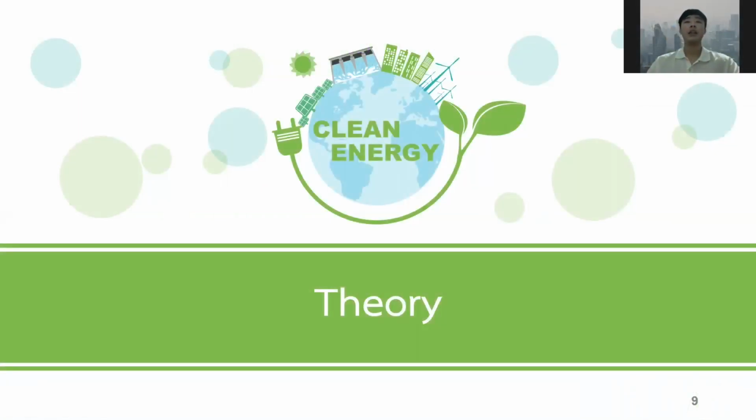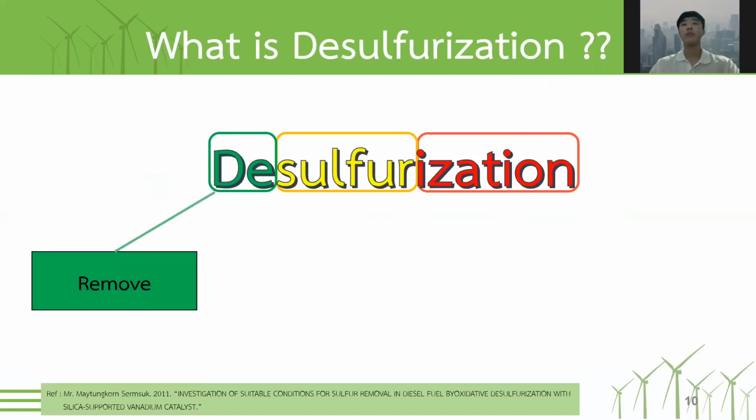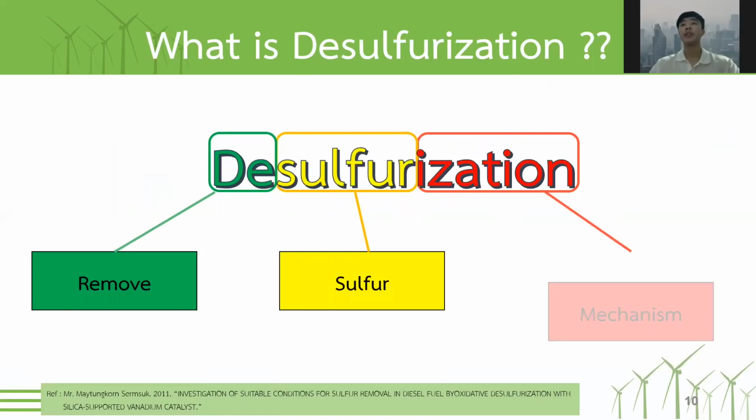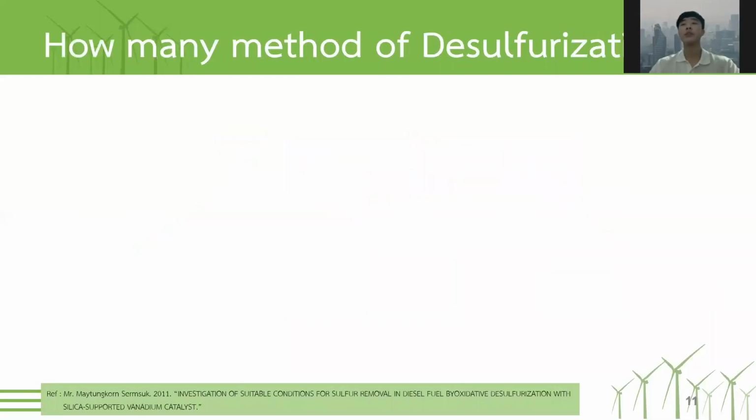Okay, next, I'm going to talk about theory. So, what is desulfurization? To answer, it combines three words. De means remove, sulfur means sulfur, that is the element, and the last one, ization, means the mechanism of a process. Hence, in summary, it is the process or mechanism that removes the sulfur.